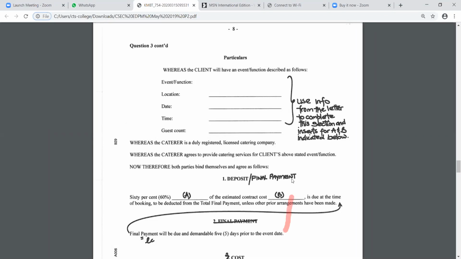Final payment, it says 60. Hold on, let me just take over. It says 60% A of the estimated contract cost B. We have to put in something for A and we have to put in something for B. Where would I get the answer for A and B, you think? Where will we get our answer of the estimated contract cost of B? Where would I get that piece of information from?